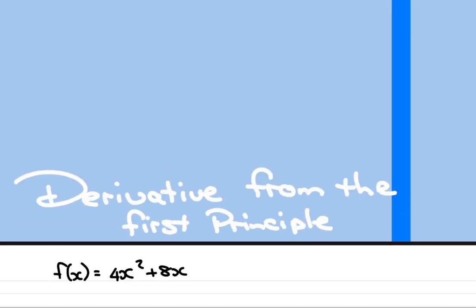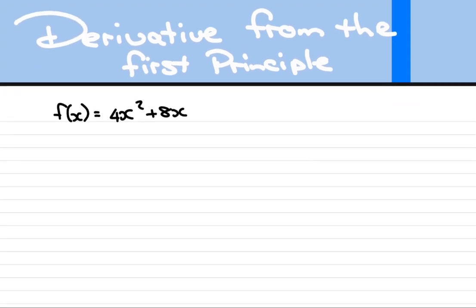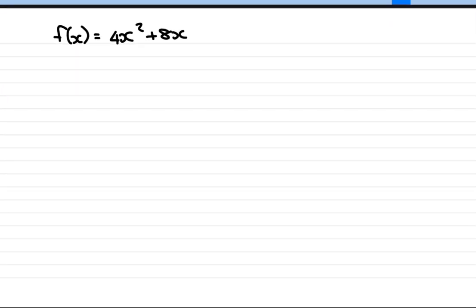Today we're going to find the first derivative, but we have to use the first principle. And this is always a question that's in every exam paper. It's always 5 or 6 marks, and you have to get the first derivative, but you have to use the first principle. So let's just talk about first derivative.